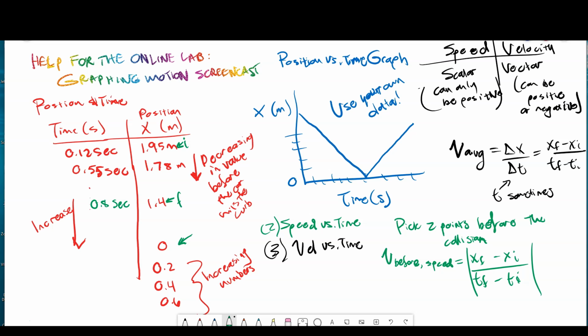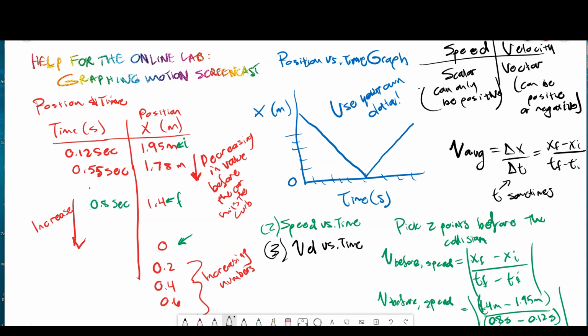If I'm going to use the data that I have over there, I'm going to write this. My final position is 1.4 meters. My initial position was 1.95 meters, divided by my final time of 0.8 seconds. My initial time was 0.12 seconds. I can put parentheses around here to suggest you do the subtractions first, come up with those values, and take the absolute value.